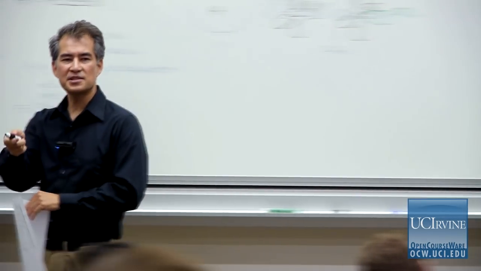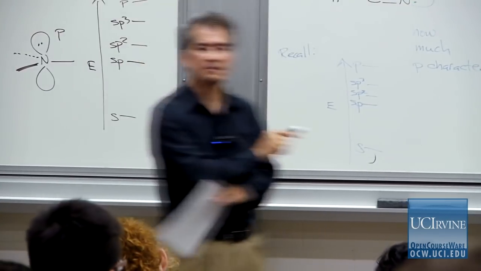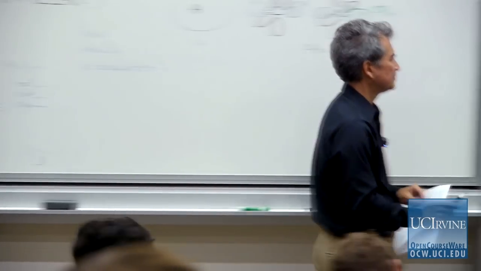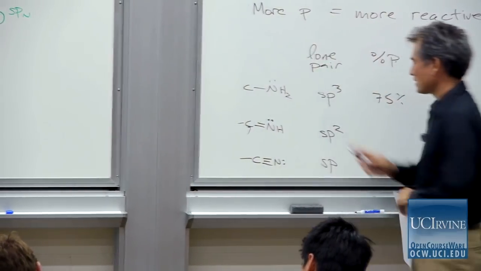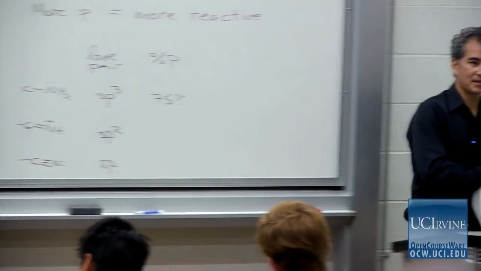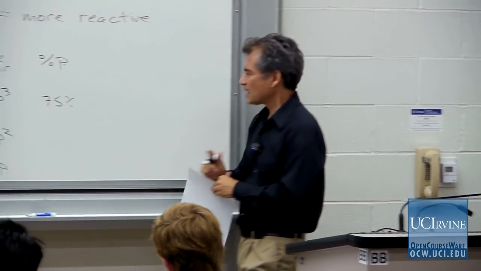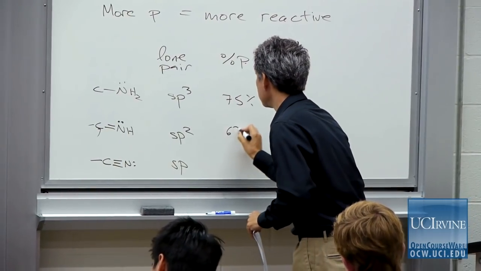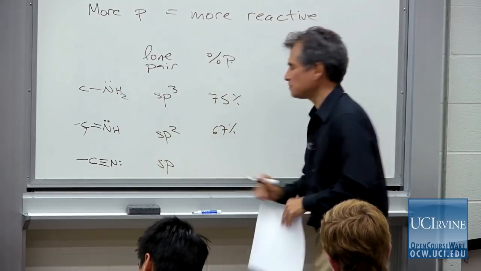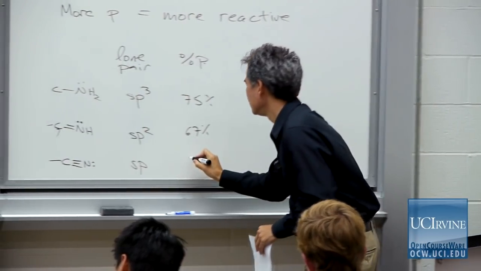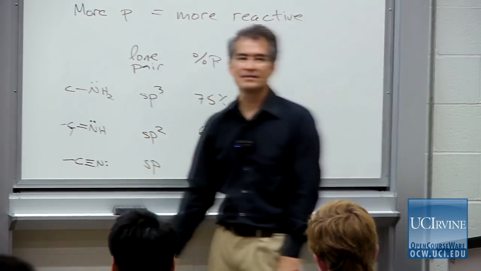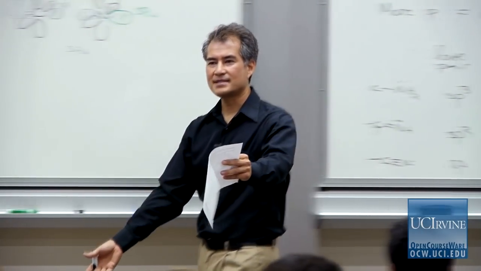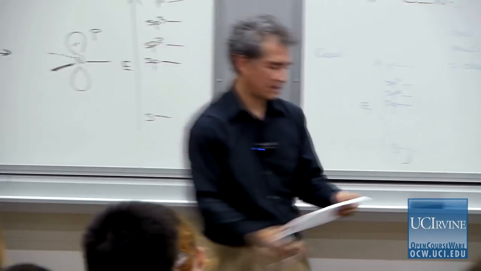Now, what's the percentage of p character in this top case, sp3? 75% p character. sp2, what's the percentage of p character? About two-thirds, or 67%. And then finally the sp, 50%. These are paltry differences. 75 cents, 66 cents. What's the difference there, right? How big of a difference could that make?